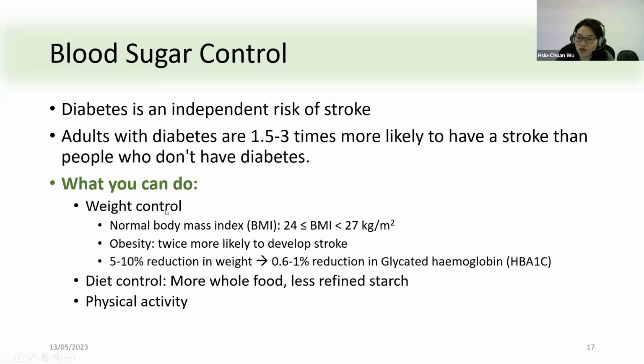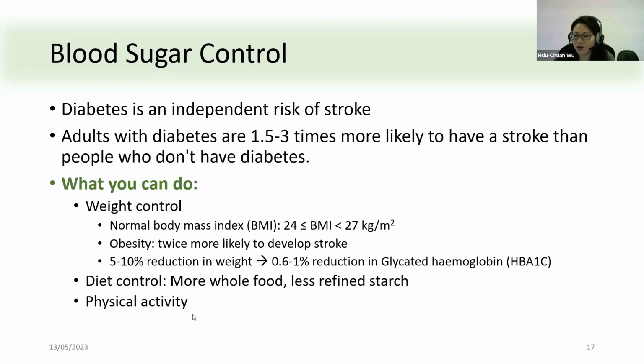And what you can do to control your blood sugar, secondly, is diet control. So more whole food, like whole grain, brown rice, or oats, but less refined starch. Refined starch means anything made from flour, so noodles, toast bread, cake, biscuits, these things. So try not to eat refined starch, but more whole food. And physical activity is also very important for good blood sugar control.